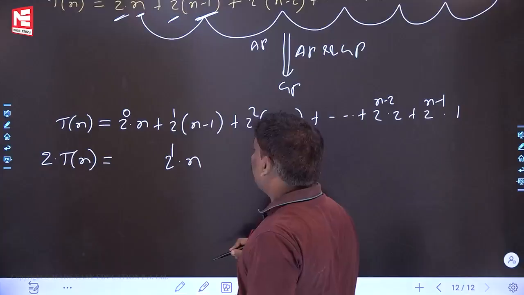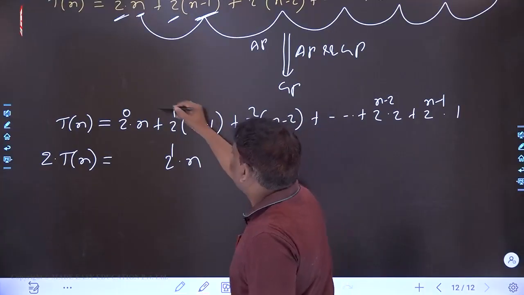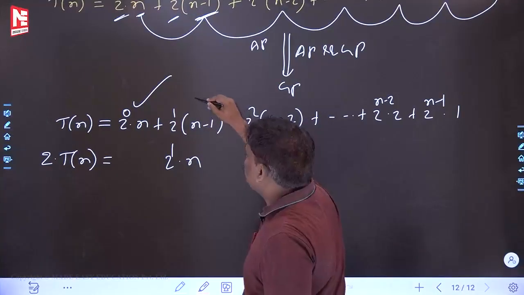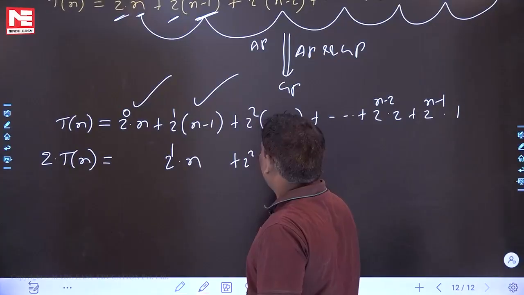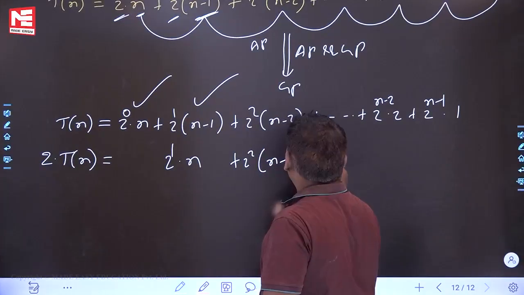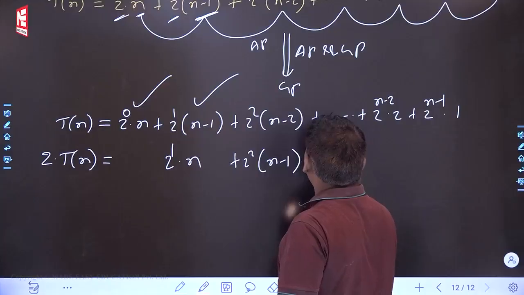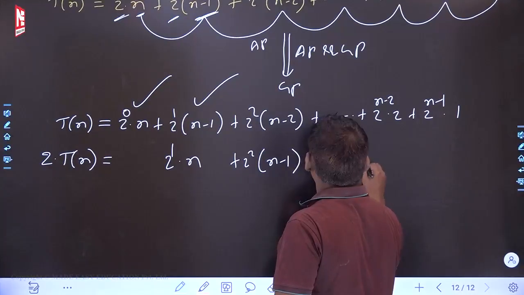It will become 2 power 1 into n. This one, what is the answer? This one I multiplied, this one came. This also multiply by 2. What is the answer? 2 square into n minus 1. This also multiply. What is the answer? 2 cube into n minus 2. Like that it is going on.